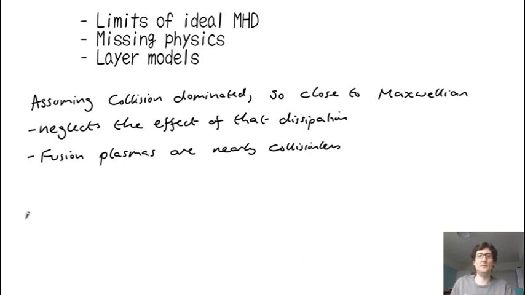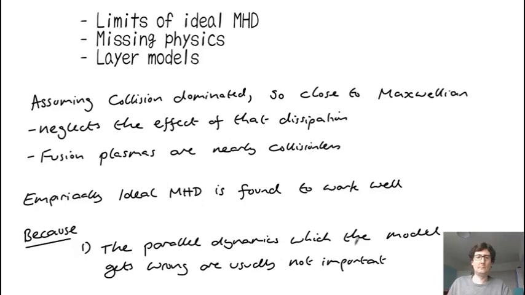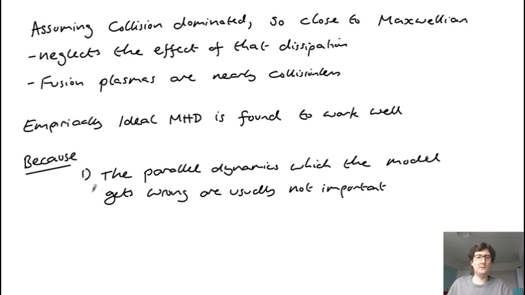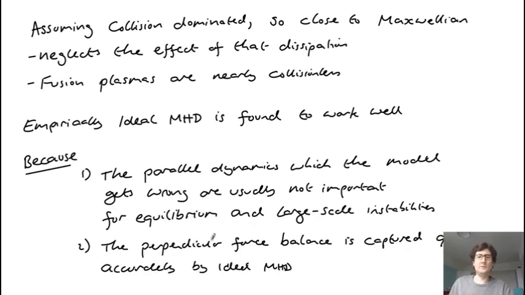And in the cases which are small instabilities, it is where ideal MHD breaks down, when the parallel dynamics become important. So it's just sort of written here that the parallel dynamics which the model gets wrong are usually not important for things like equilibrium and large-scale instabilities. And for the parts the model gets correct, the perpendicular force balance is such basic physics, J cross B is grad P, that ideal MHD gets most of that right. There are corrections, of course, so things like viscosity, and there are small corrections using FLR effects, but essentially the force balance in ideal MHD is the correct one.